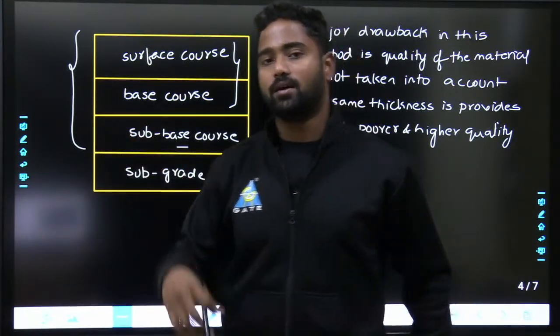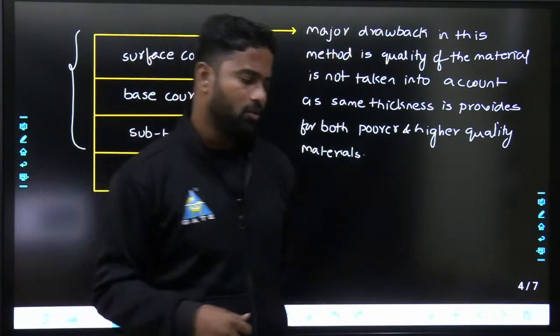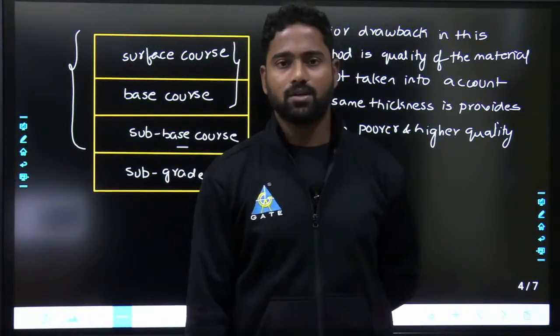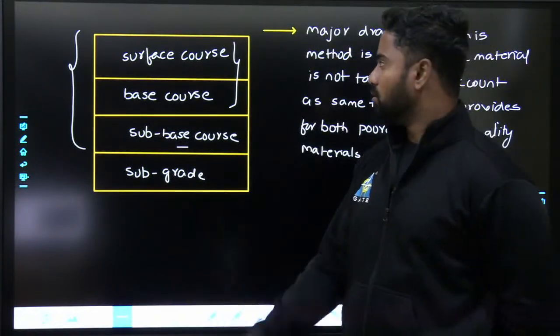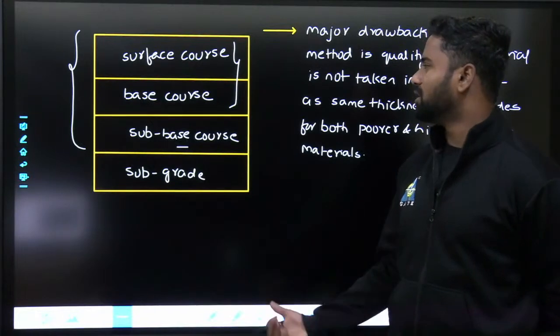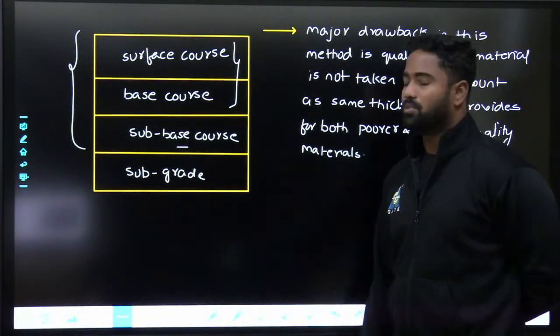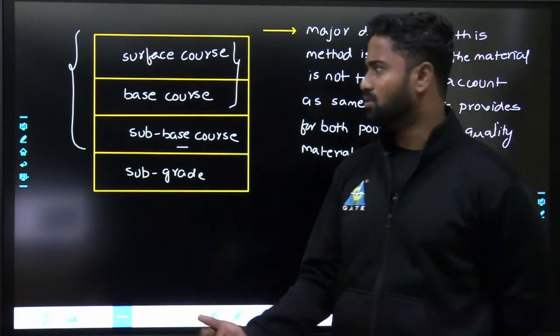And Narendra, what is the range of good, poor and all those things? I think it should have been discussed in your geotechnical engineering. Go through that. I think it is even more from the transportation engineering point of view. I have discussed whatever is important over here. Okay, so go through that.